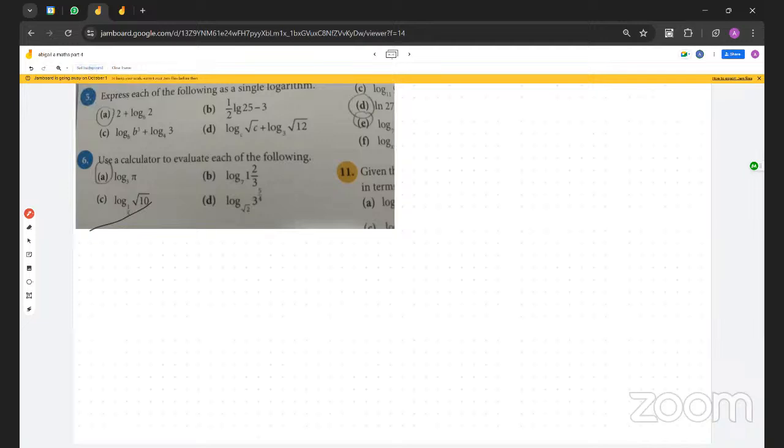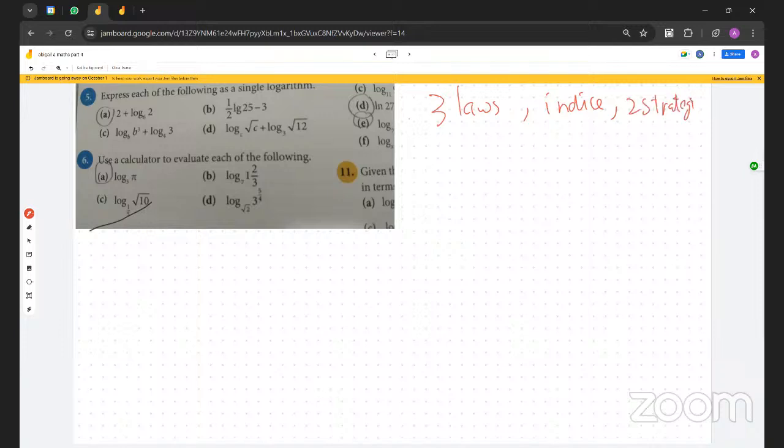Question 5A. Now, there are 3 laws: base change, power in out, and the no-name law, right? There are also indices involved always, and I told you there are 2 strategies. Let's revisit the strategies. The first strategy I told you is make the base the same, correct? Make base the same. Let's look at this question one more time. 5A.